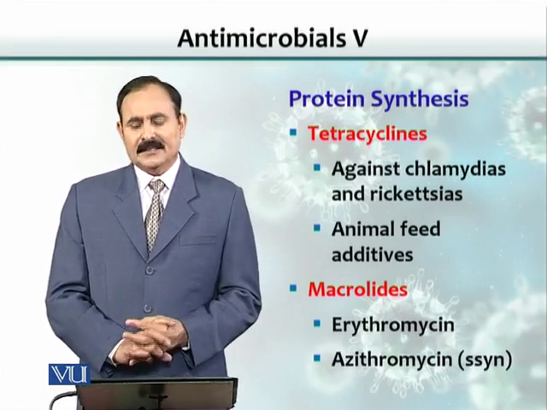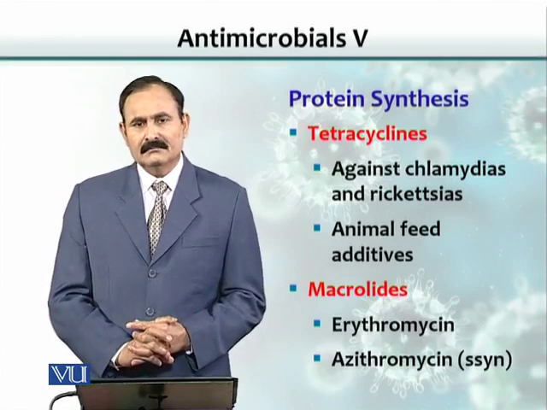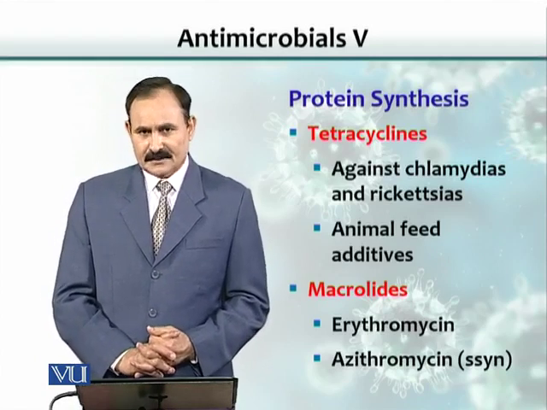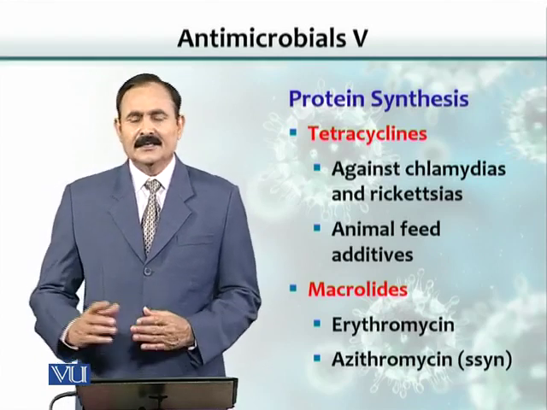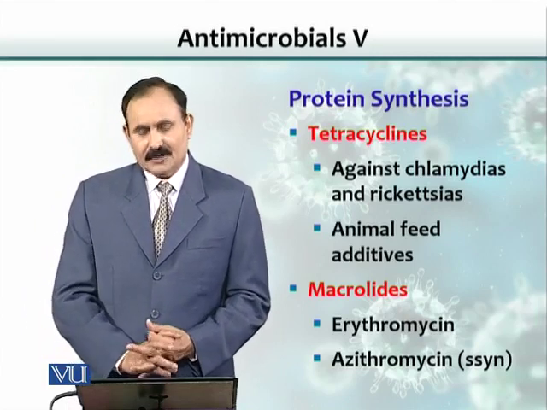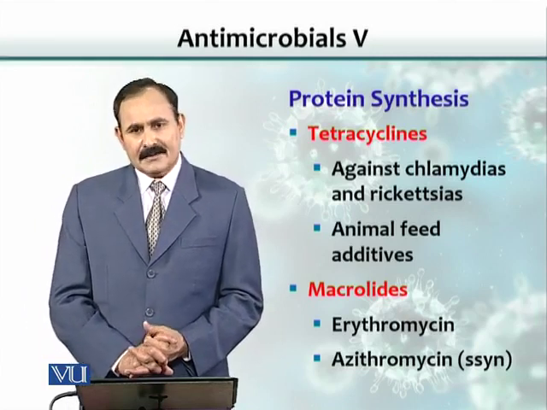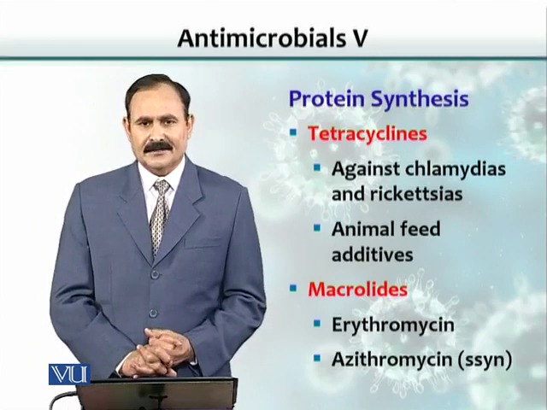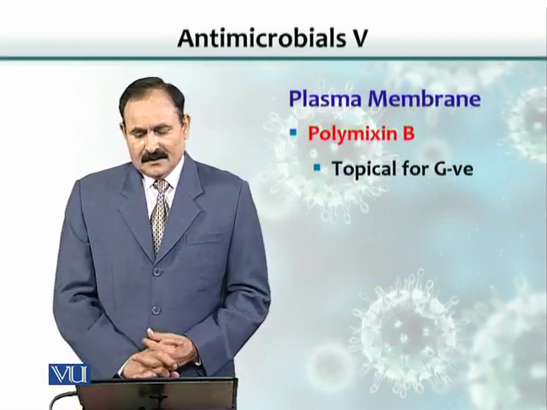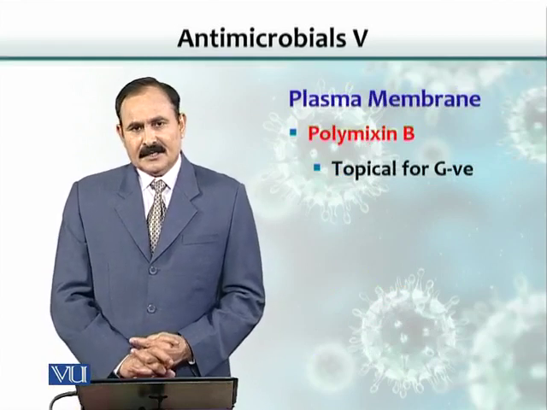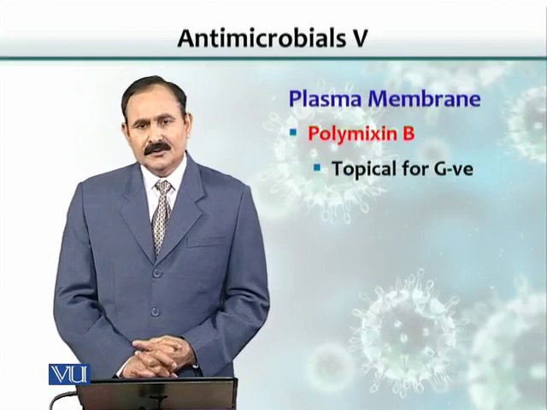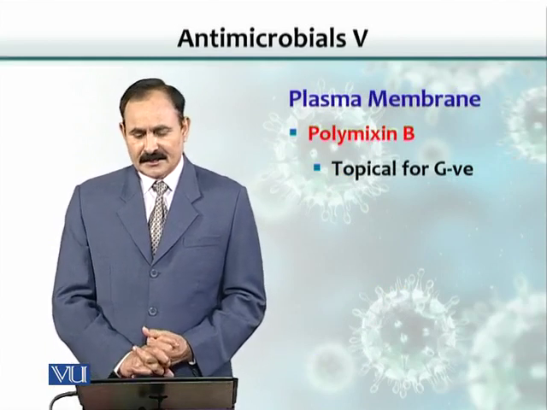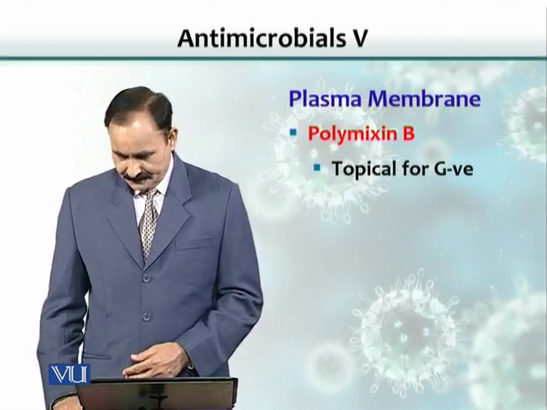Then another group that targets protein synthesis is macrolides, and examples include erythromycin, which was basically the original antibiotic, but then scientists modified it. And azithromycin is a semi-synthetic. Another antibacterial, polymyxin B, is used for topical applications against gram-negative bacteria, and targets the plasma membrane.